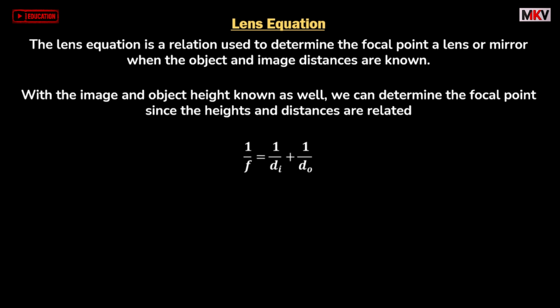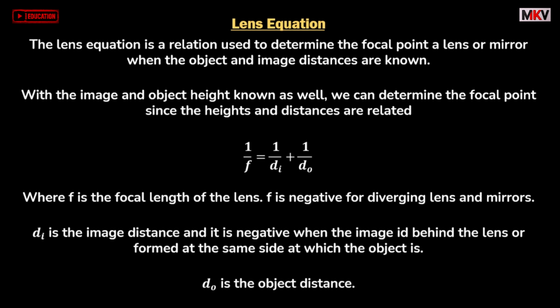So the equation therefore is 1 over f equals 1 over di plus 1 over d naught, where f is the focal length of the lens, and it is negative for diverging lenses and mirrors. And di is the image distance, and it's also negative when the image is behind the lens.